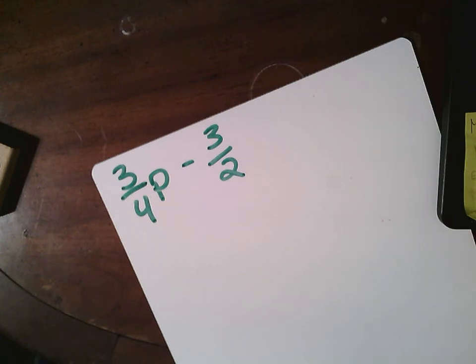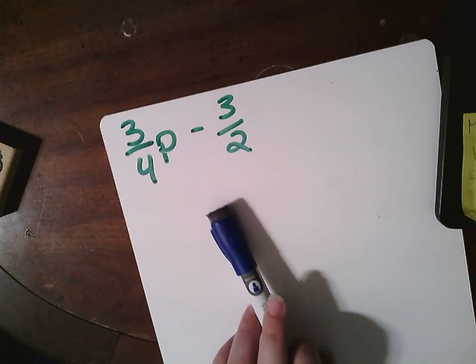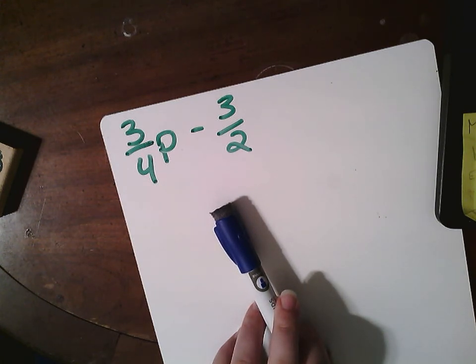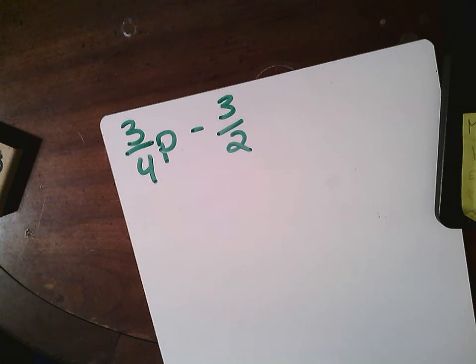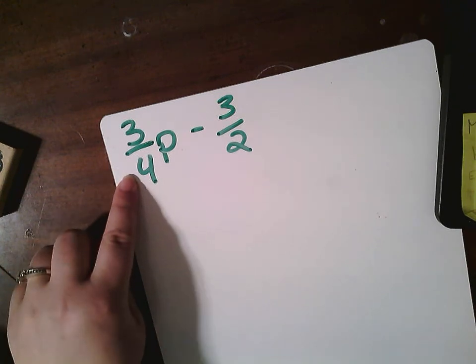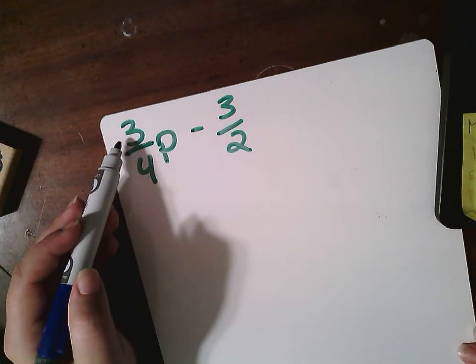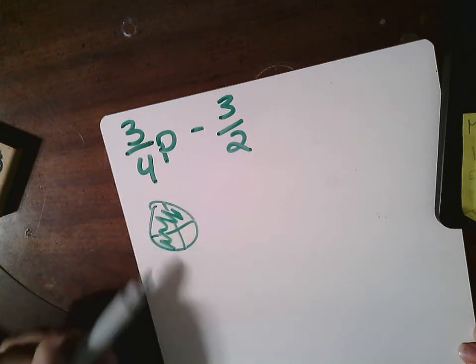But for this one, we have 3/4 p minus 3/2. Now first looking at this, we'll notice that they have different denominators. Remember, we can't really compare things if the denominators are different. That would be like me saying that I gave somebody 3 slices from a pizza that was cut into 4s, and then I gave somebody 3 slices that were cut into 2s. If I gave somebody 3 slices of pizza cut into 4s, and I gave them 3 pieces.